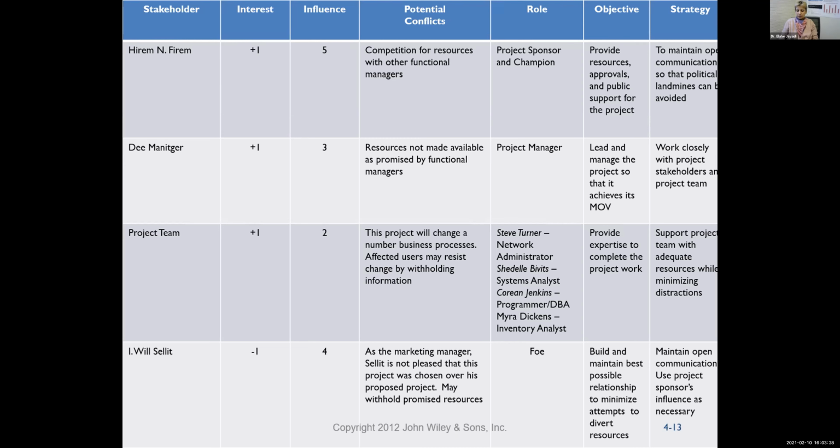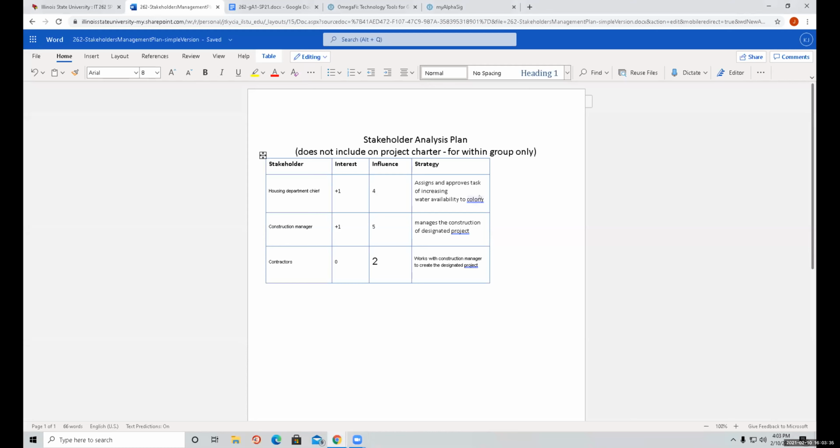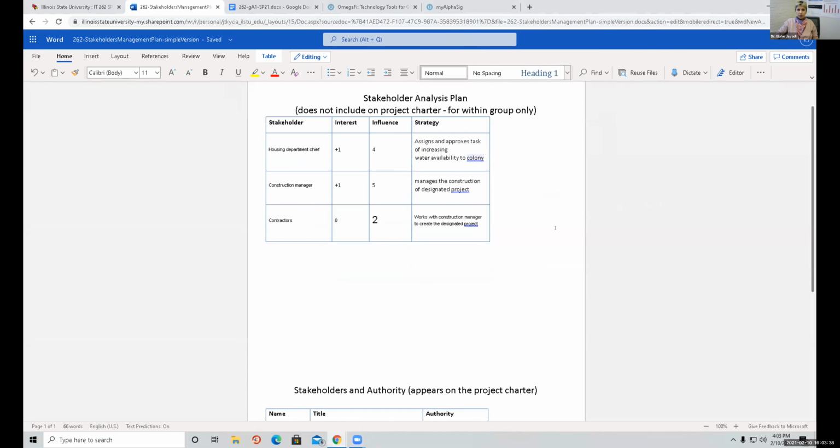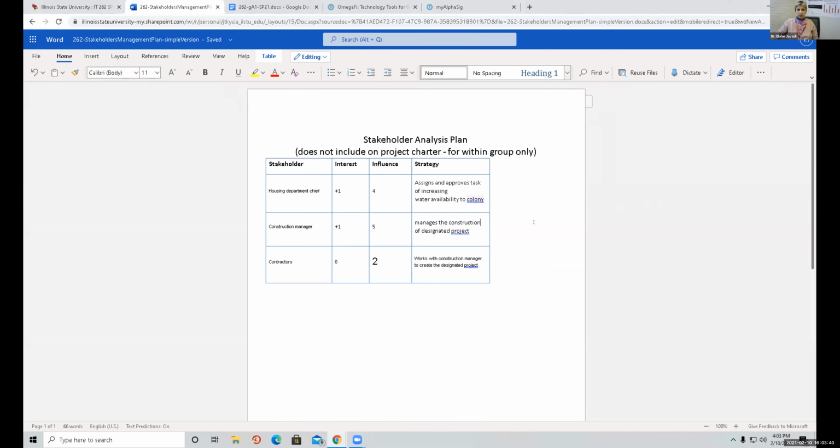Let's look at it. That's a good start. All right. 1 second. All right. Can you see? Yes. I have to just move the list of students' names. Perfect. So you have housing department chief. You think they're interested? Yes, they have a lot of influence. Assign and approve task of increasing water availability to colony. So you're talking about their role. That's good. This is the work that they do, but how would you manage them in relation to your project? That's the question. So think about that.